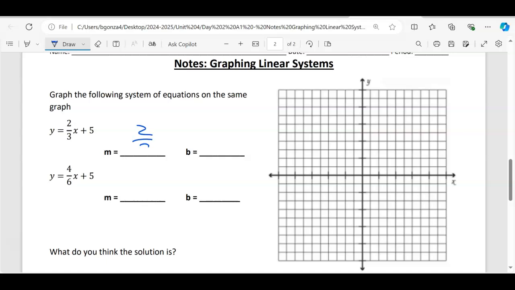M, 2/3. B, 5. M, 4/6. B, 5. Okay. What do we graph? M or B? B, right? The B is 5, so 1, 2, 3, 4, 5. Put a point. And then rise over run. Rise 2, run 3. I'm just going to use those 2 points, and I'm going to connect the dots. Okay, there's line number 1.